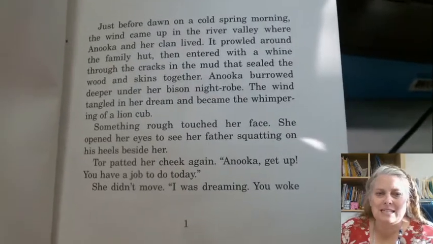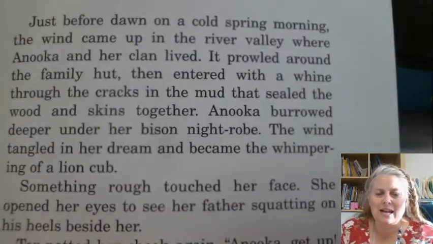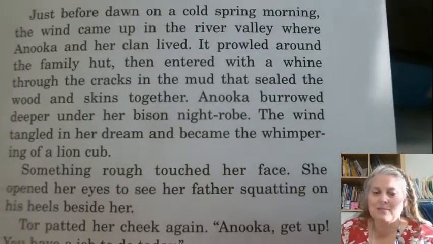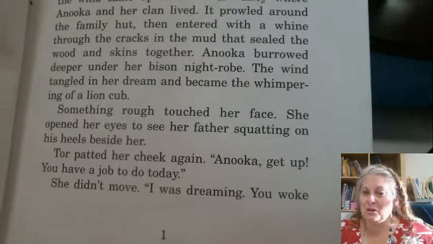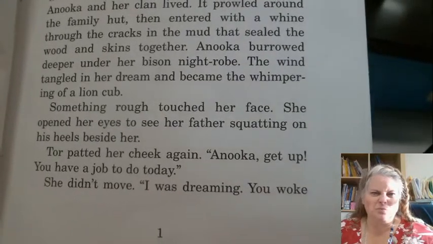Do you know what a bison is? Notice it said under her bison nightrobe. It's a buffalo, yeah. So we can tell they make their clothes out of animal skins.